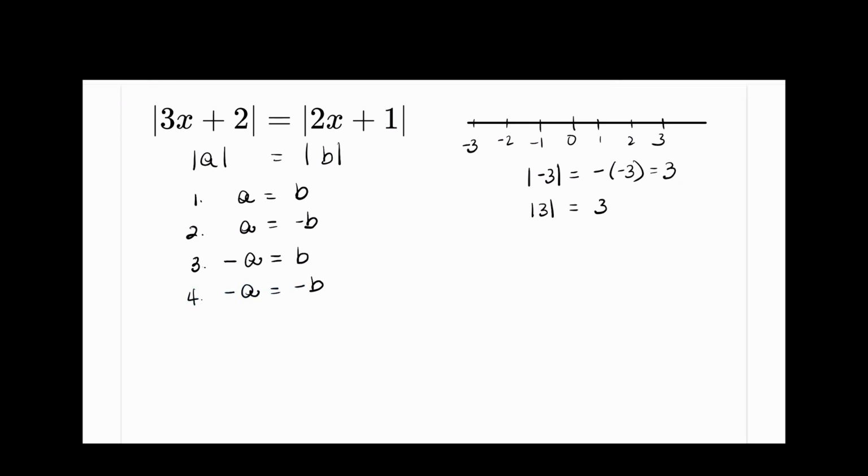We have 4 equations, but we don't need to solve all of them. As you'll see, some of these can be eliminated. Equation 1 and equation 4 are the same. A negative and a negative will cancel out, and we can change this to a positive. And that means this is the same as equation 1, and we do not need to solve this one.